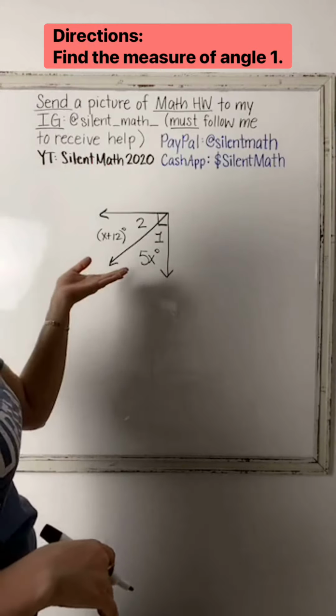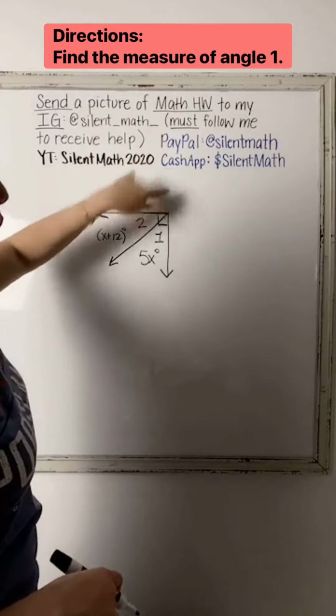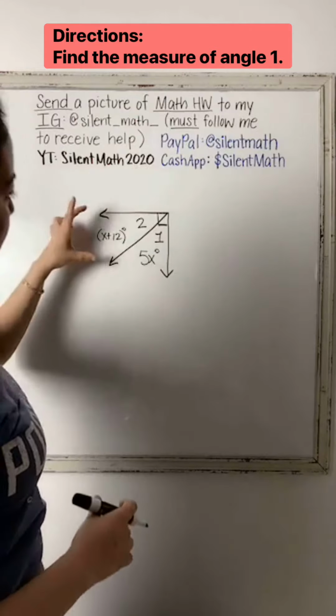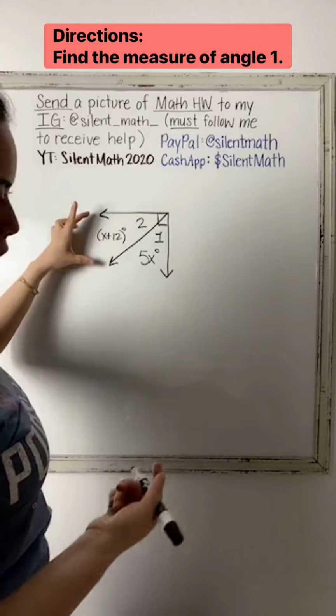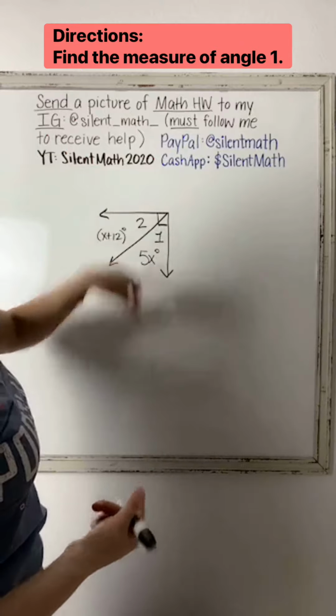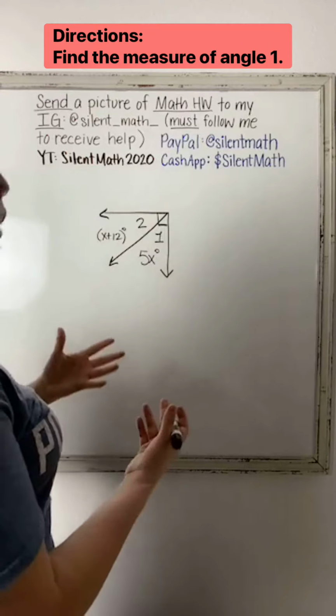So I drew the picture. The biggest tell was this right angle, meaning that my angle 1 and my angle 2 together should equal 90 degrees. Anytime you have a right angle like this, it's equivalent to 90 degrees. So we create an equation.